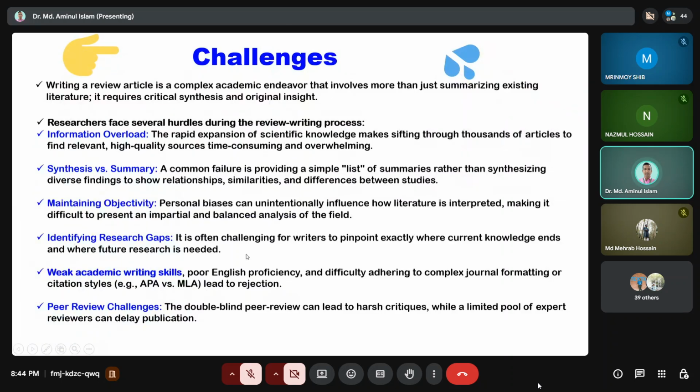And another thing is weak academic writing skill, poor English proficiency, difficulty adhering to complex journal formatting, and citation style, which lead to rejection. So, peer review challenges. Nowadays, many journals undergo double-blind peer review, which can lead to desk rejection of your manuscript. So these are the challenges nowadays for writing a review.